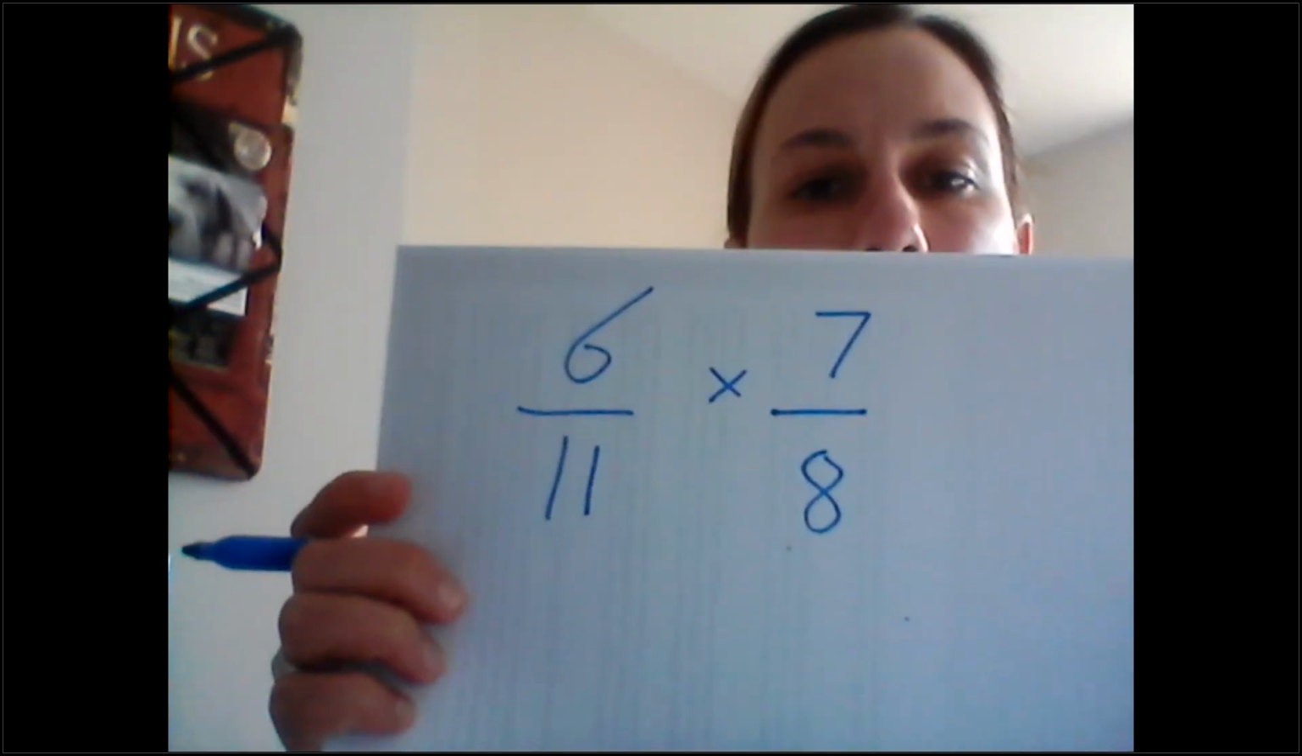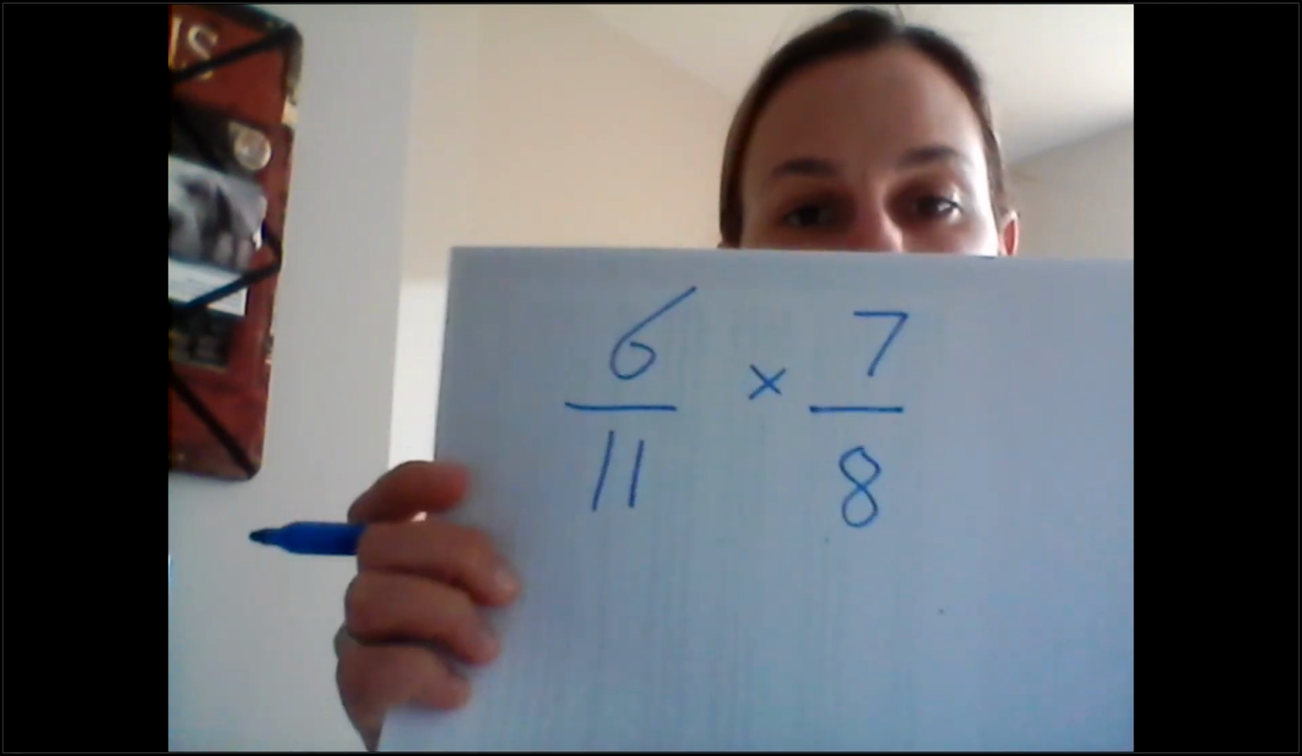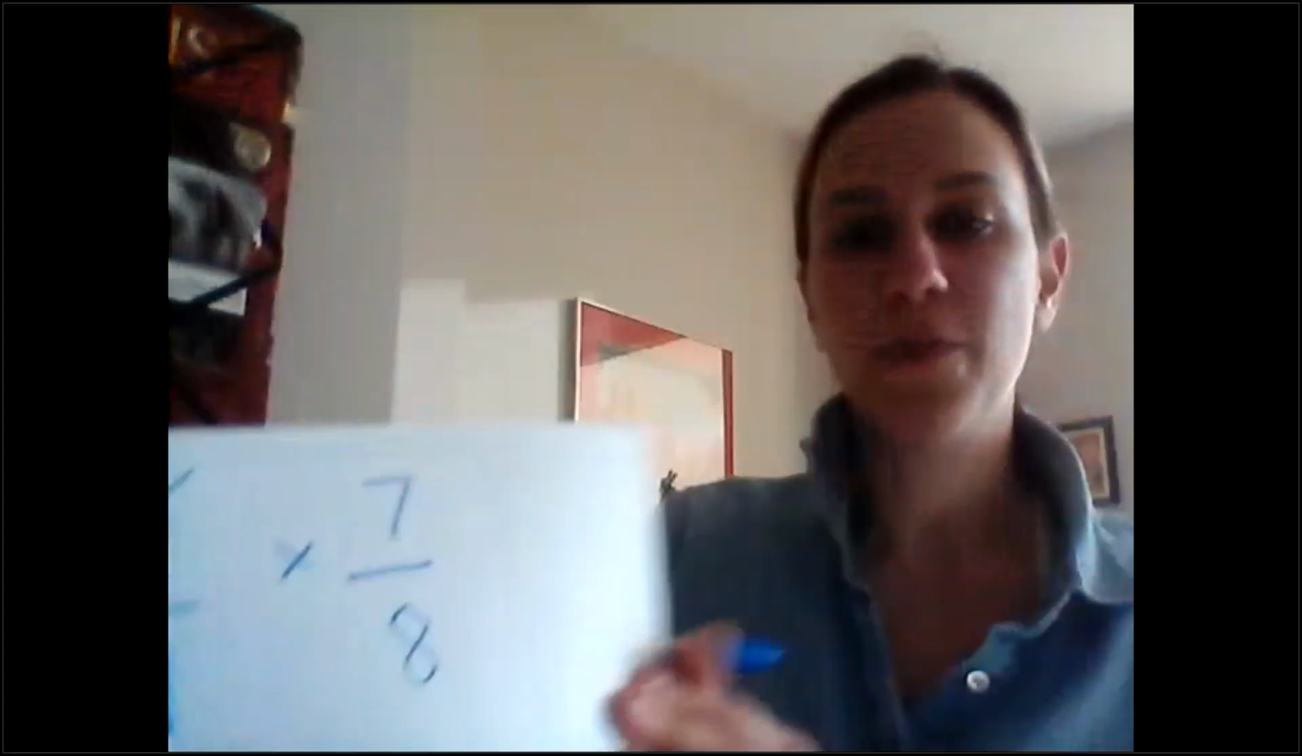Okay, so this is a good one because I think this shows how many steps it might take to simplify a very big problem. So let me give you an example. If I have 6 over 11 times 7 over 8, that's my problem. I know that I'm multiplying the numerators, so I'm going to rewrite the problem: 6 times 7 over 11 times 8.